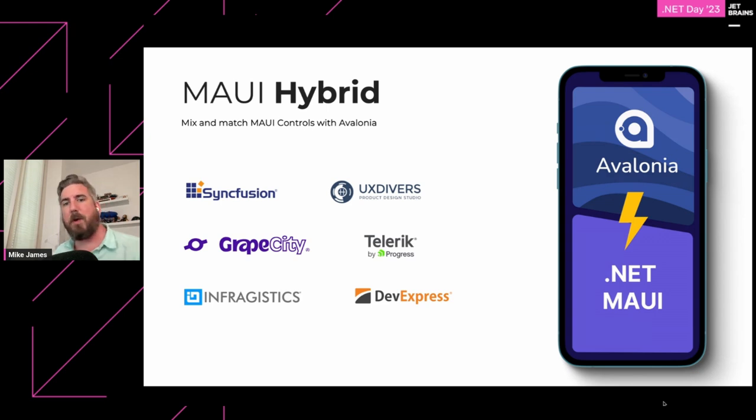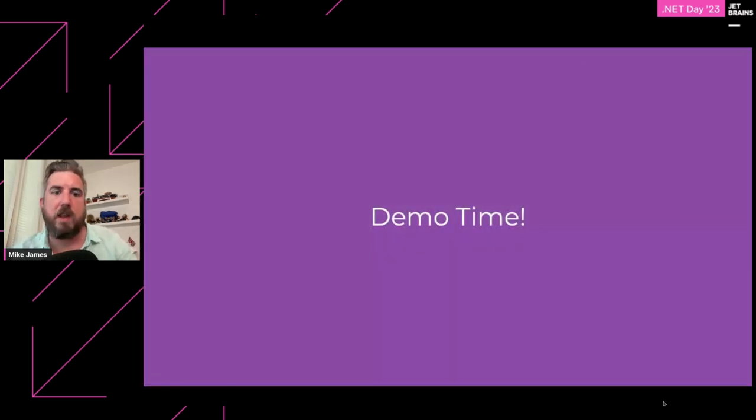So if you've got a MAUI app, you can bring in Avalonia controls. And if you've got an Avalonia app for iOS and Android, you can bring in those mobile specific UI controls, both from the community, like the community toolkit, but also from the likes of SyncFusion, GrapeCity, Telerik. So it's like 150 plus UI controls that are mobile specific and now available to you on mobile with Avalonia. So I'd like to show you a little demo of that.